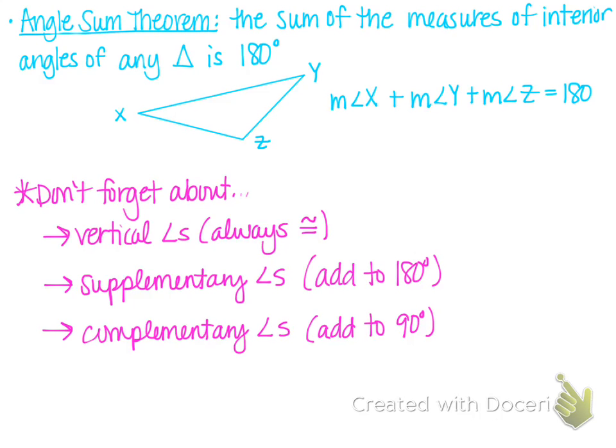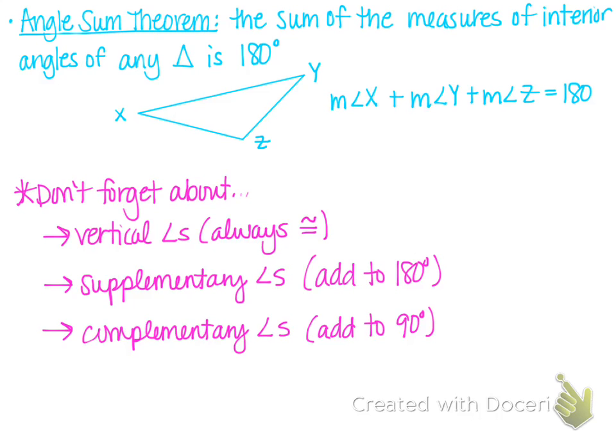So, the first thing we need to talk about in triangles is the most important thing. It's called the angle-sum theorem. This is very, very important. A theorem is a statement that has been proven true. So somebody back in time, probably Euclid, proved the angle-sum theorem.